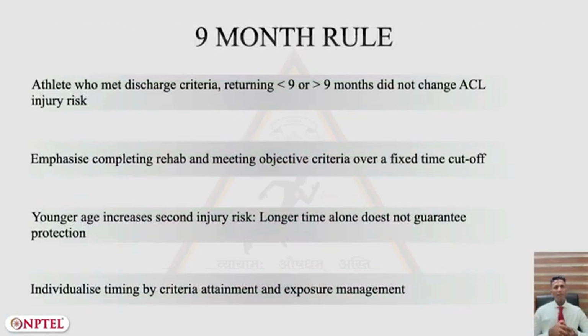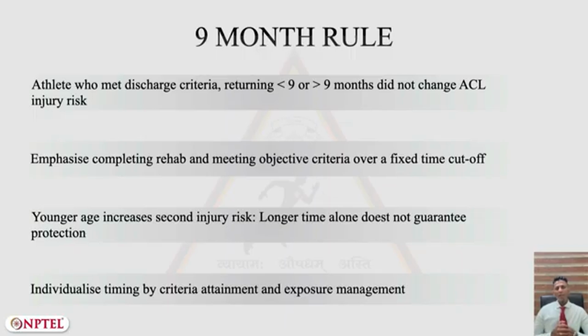Let us see the most often commented topic, the 9-month rule. The so-called 9-month rule has often been used as a fixed cutoff for return to play criteria in athletes. Recent research shows that simply waiting 9 months does not reduce ACL re-injury risk if criteria are unmet. Athletes who meet discharge criteria can safely return at variable times, while those who do not remain at risk even beyond 9 months.